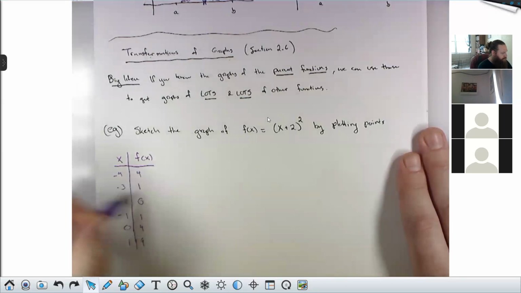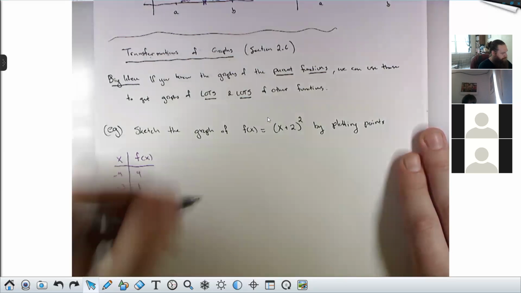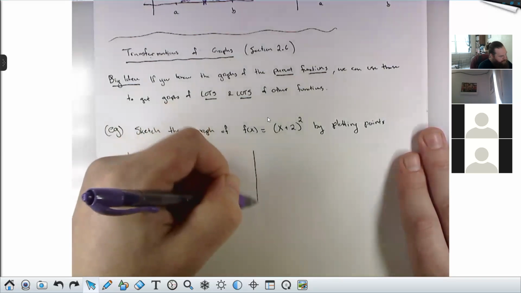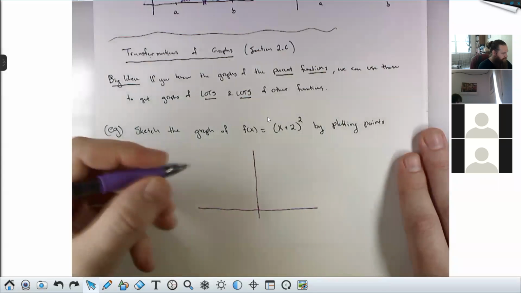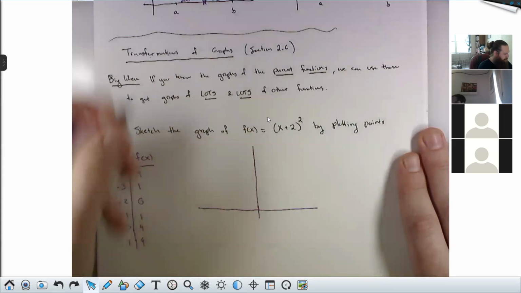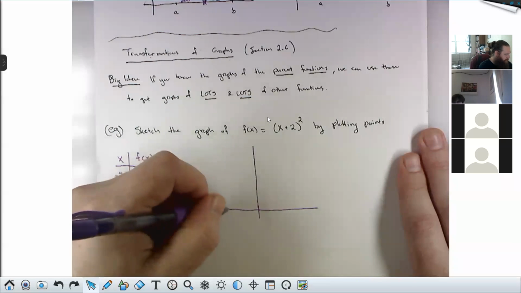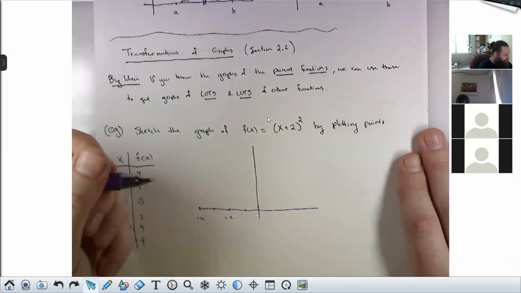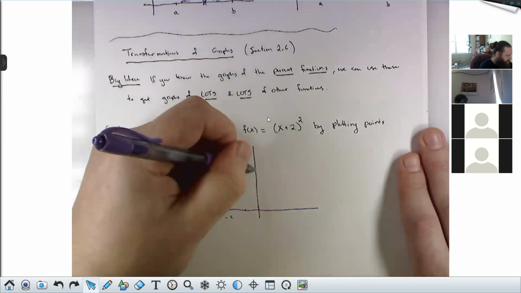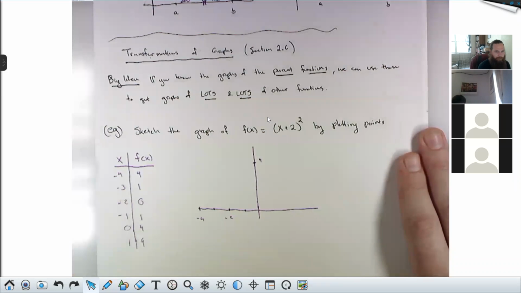So each row here tells me an ordered pair on the graph of f, right? -4, 4, -3, 1, -2, 0. I'll call this -4, which makes this -2. That's -1. That's -3. This +4 here. Maybe I won't plot this last one. That's okay.